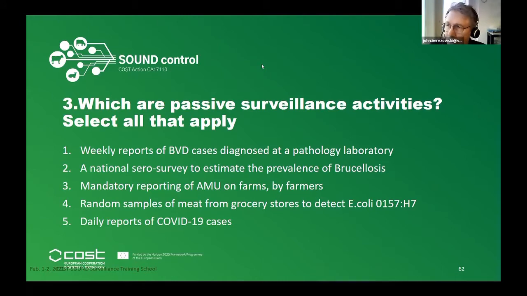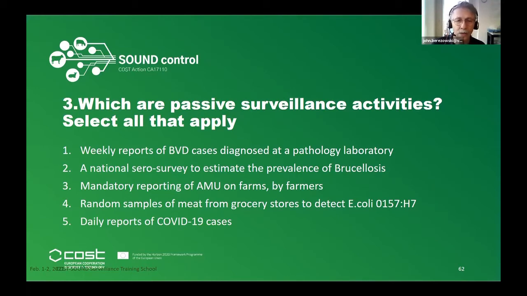Active surveillance is when you go out and you do a survey. You randomly select animals from the population, and you decide which animals you select and which information you're going to collect from them. Passive surveillance, weekly reports of VVD cases at a diagnostic pathology laboratory would for sure be passive, because you have no control over who submits cases or samples to the laboratory for testing.